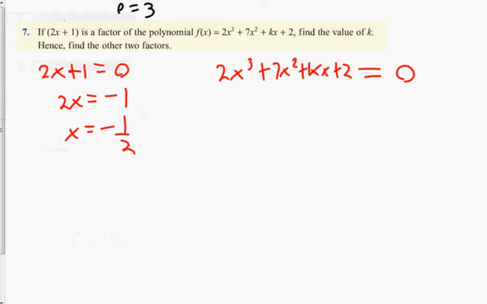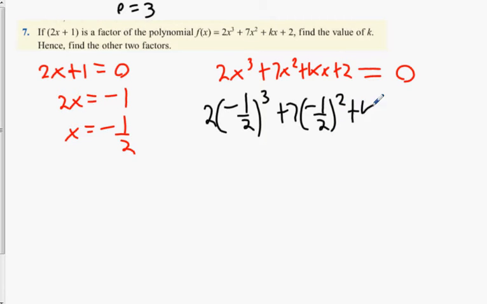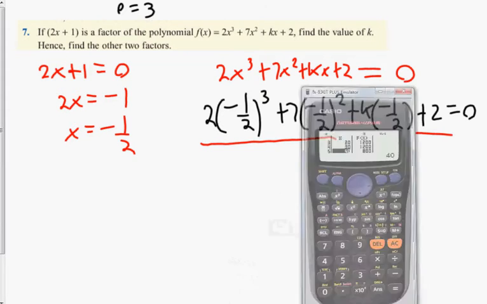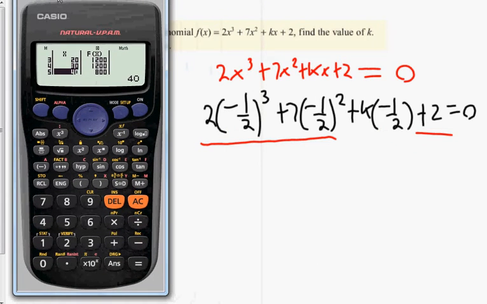As with all roots, when you substitute the value of x for the value of that root, it should cause the equation to become equal to 0. Three quarters of this can be done by calculator. The parts that can be done by calculator are underlined in red. I then go over here and say 2 times minus a half cubed.